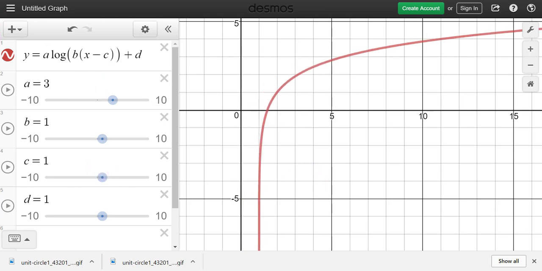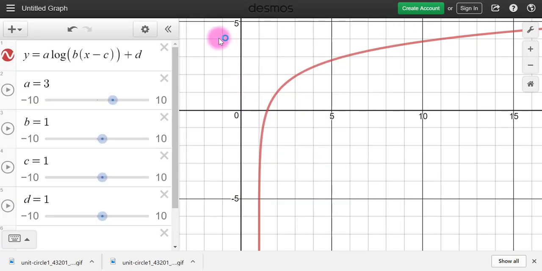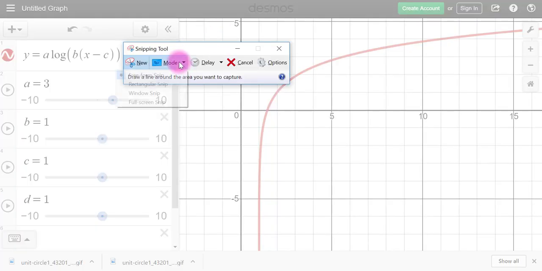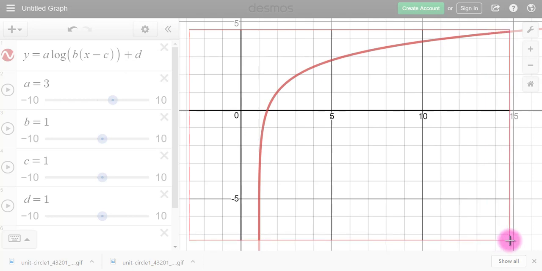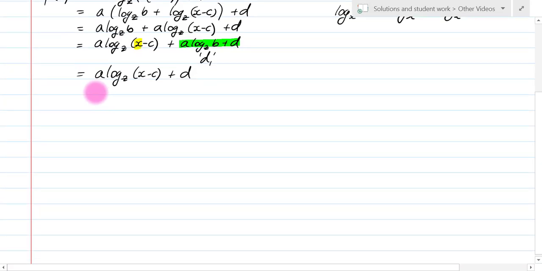And we can take a screenshot of this so that we've got that in our OneNote file. So let me just change this. There we go. So here's our screenshot, and I can use that to talk about it. So just going back to our OneNote file here.